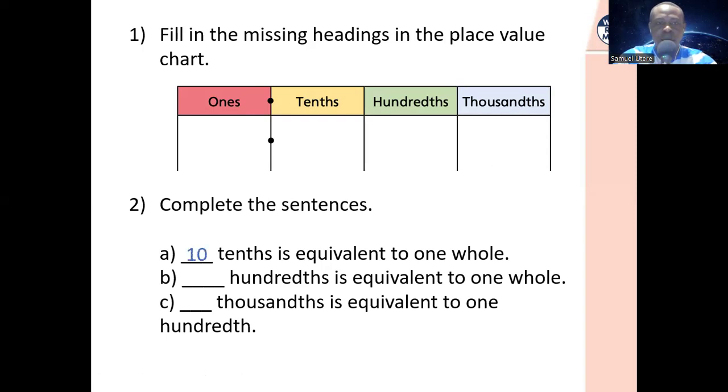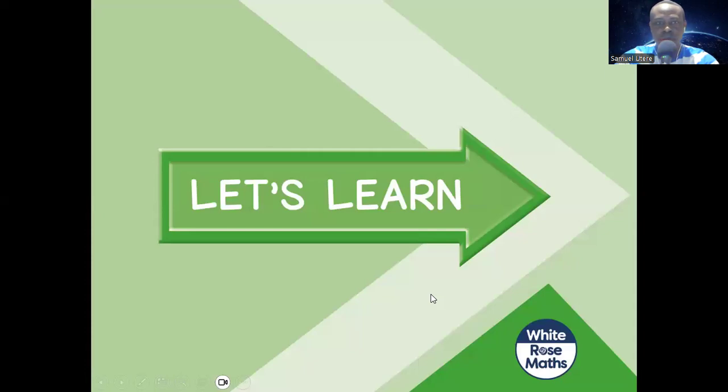Next, number 2, you were asked to complete the sentences. 10 tenths is equivalent to 1 whole. Next, 100 hundredths is equivalent to 1 whole. And then 10 thousandths is equivalent to 1 hundredth. It's important you take note of these facts because we're going to make use of them in this lesson also. Let's do some new learning.